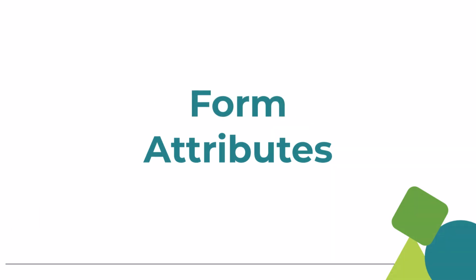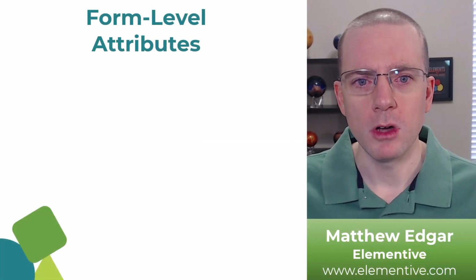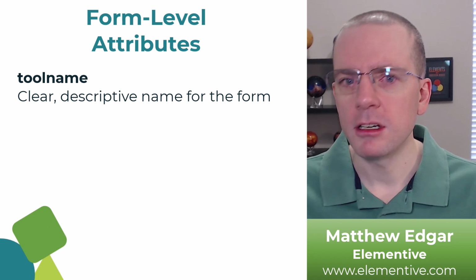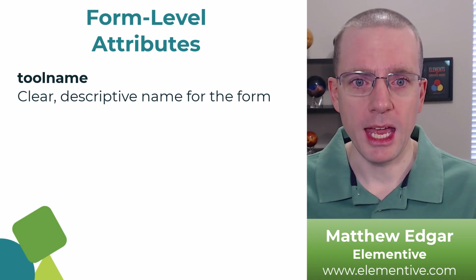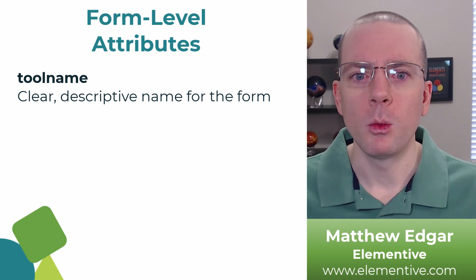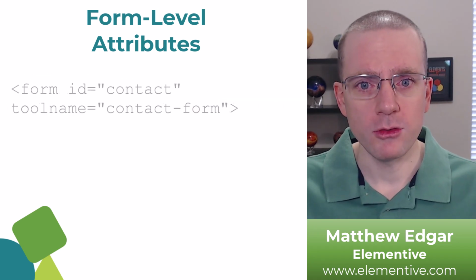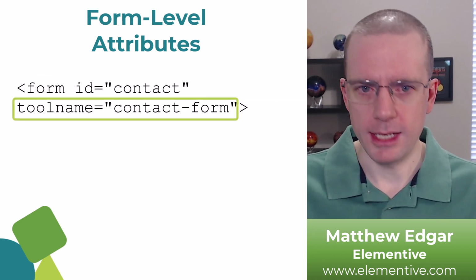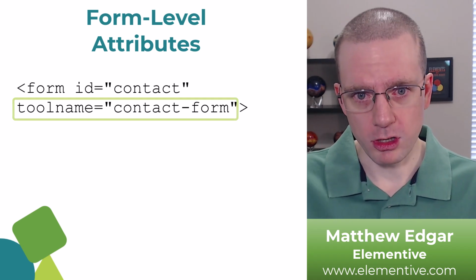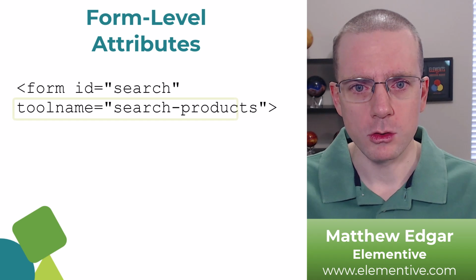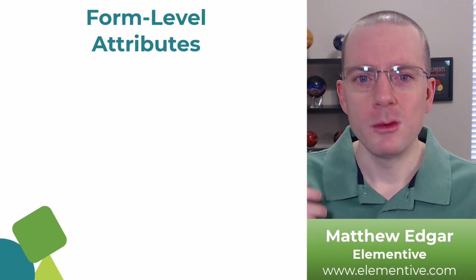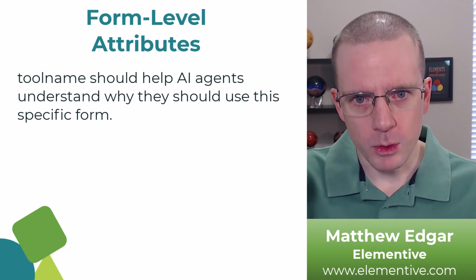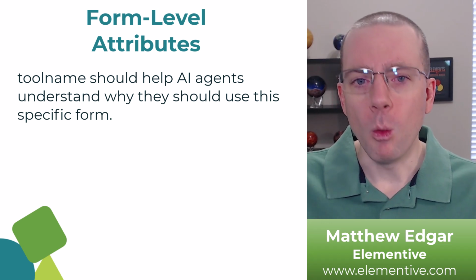For starters, there are three attributes that are added to the form element. The first of these is an attribute called tool name. This is a clear and descriptive name that you're giving the form. And the idea is that this is to help the AI agents understand what the tool is meant to do. So you might have a contact form and you can give the tool name as contact form. You might have a search function on your website that allows people to search products. So you could give that form the name search products. Right? You don't want to make anything too cryptic here.